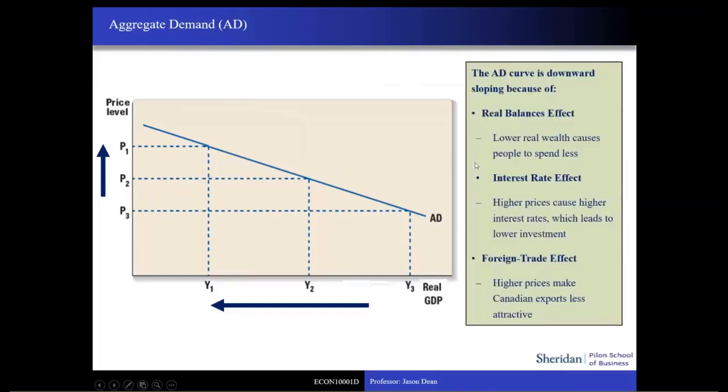We can think of some other effects. The real balances effect is just saying that lower wealth causes people to spend less.